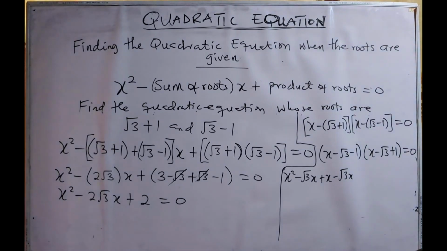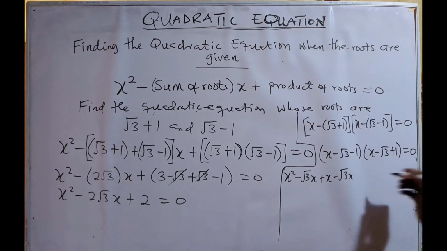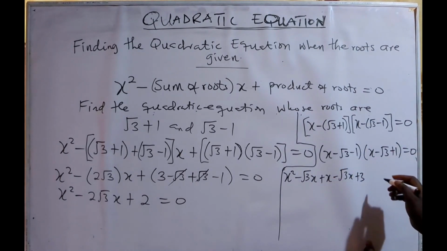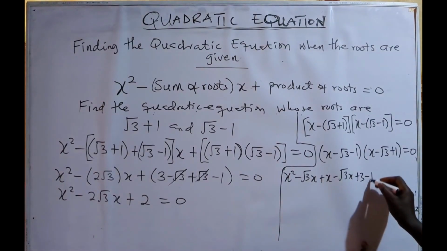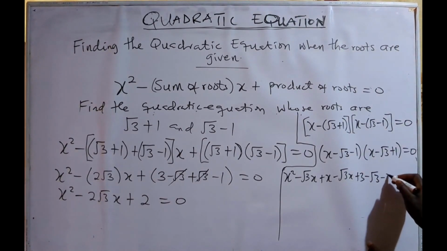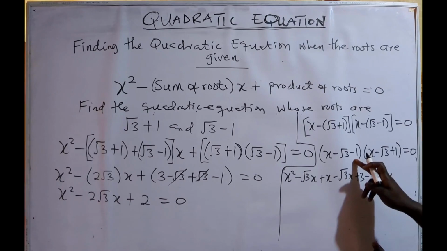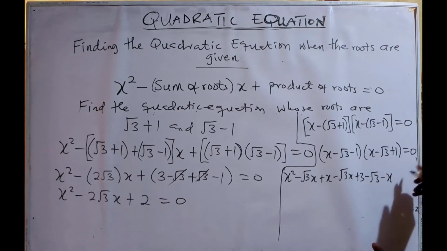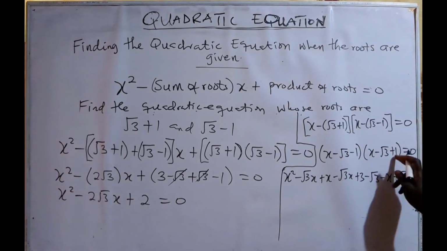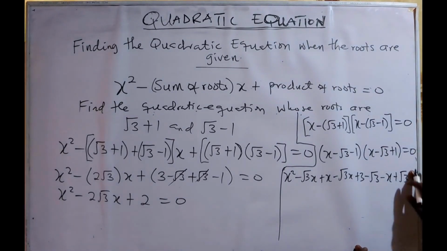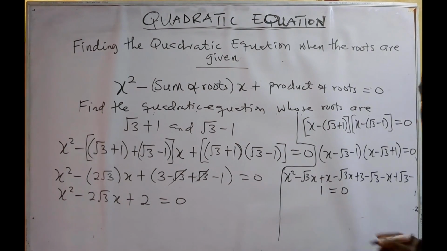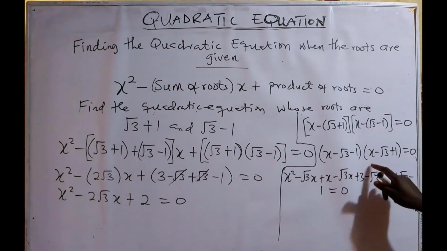Negative times negative should give me positive. Root 3 times root 3 is 3, so plus 3. The negative root 3 times 1 will give me minus root 3. Then I come here, minus 1 times x will give me minus x. Then minus 1 times minus root 3 will give me positive root 3. Then minus 1 times 1 will give me minus 1, equal to 0.